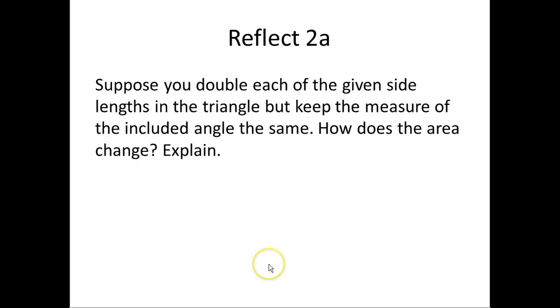Okay, so for this reflect question, suppose you double each of the given side lengths in the triangle, but you keep the measure of the included angle the same. How does the area change, and explain?